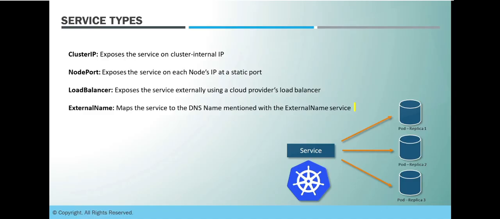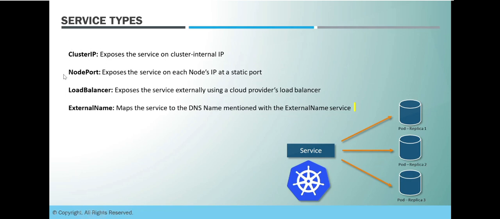Kubernetes actually gives you 4 types of service based on your requirement or uses. First is a basic one, that is cluster IP. It exposes the service on a cluster internal IP. Using cluster IP, you can access the service inside the cluster only. It will not be accessible outside. So if you don't want your service accessible from outside the cluster, then you will use cluster IP here.